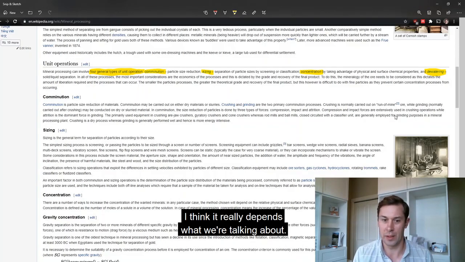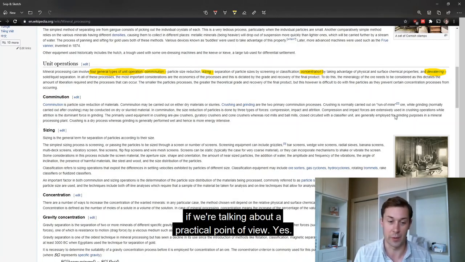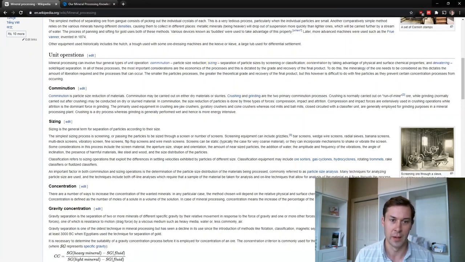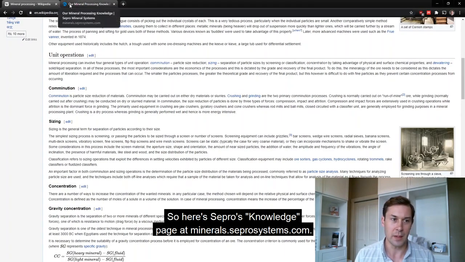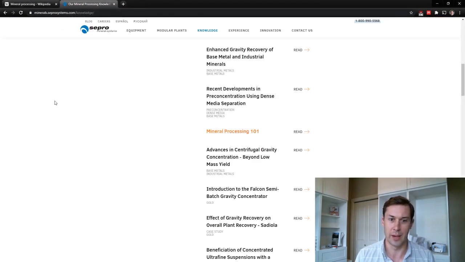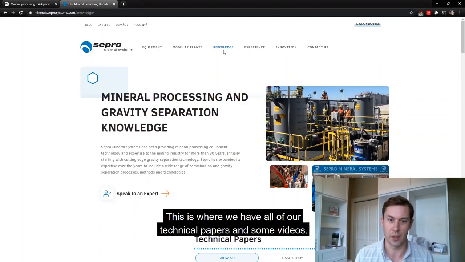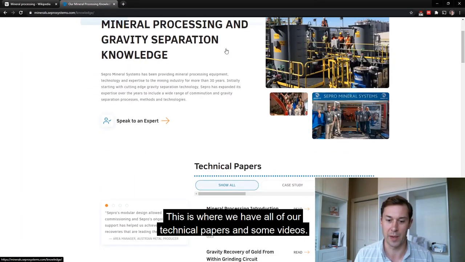So, do I agree with this or do I not agree with this? Well, I think it really depends what we're talking about. I think if we're talking about a theoretical point of view, no. If we're talking about a practical point of view, yes. And I'll describe a little bit what I'm talking about here. So here's Sepro's knowledge page at minerals.seprosystems.com. This is where we have all of our technical papers and some videos.